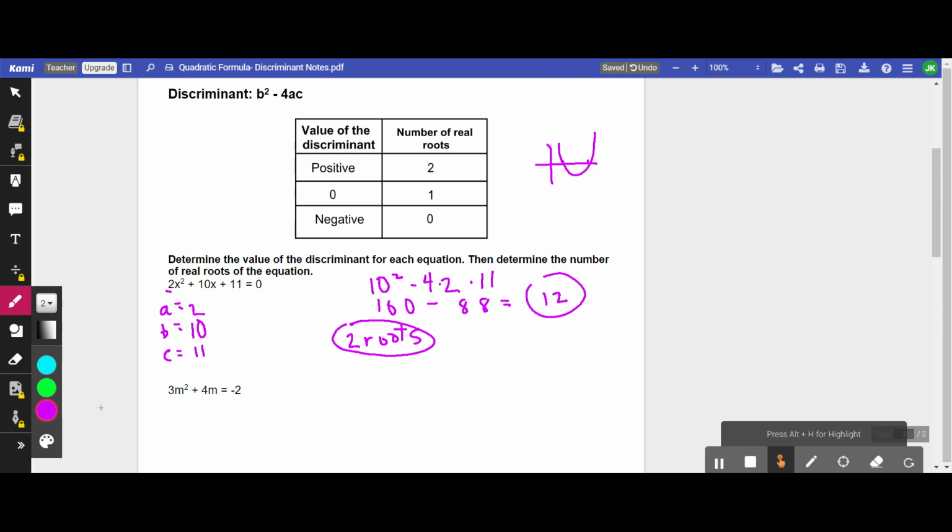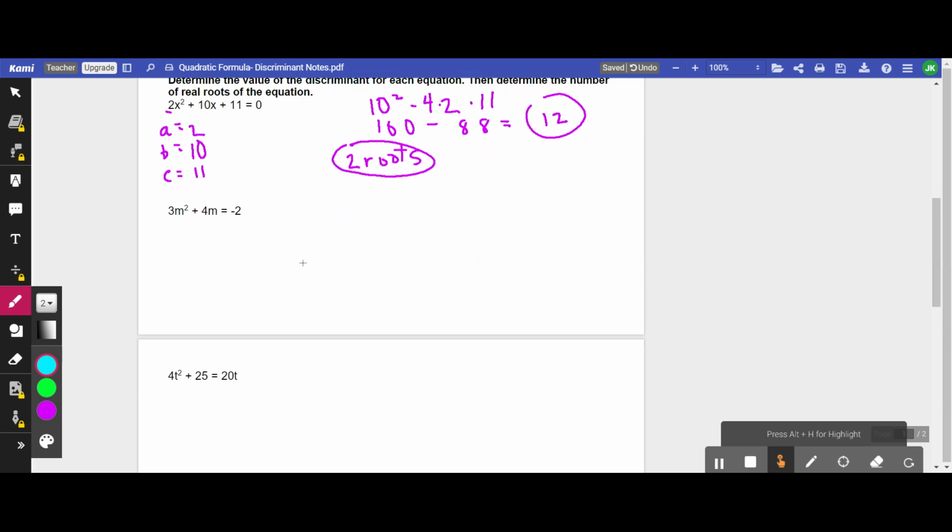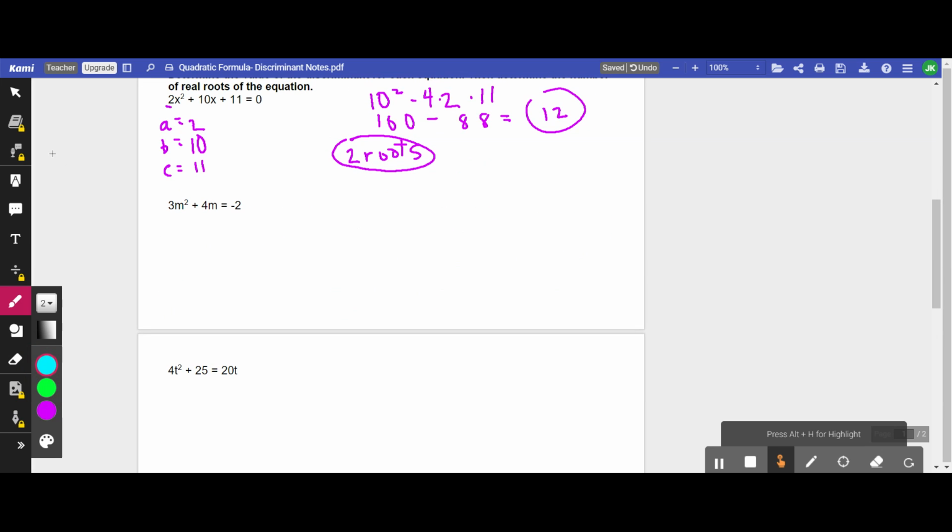And then for your next one, remember, you want to make sure all your terms are on the same side, that you have 0 on the other. So you should add your 2 first here then.